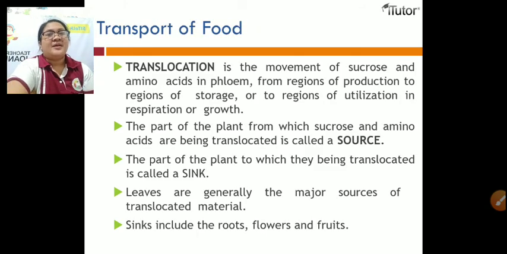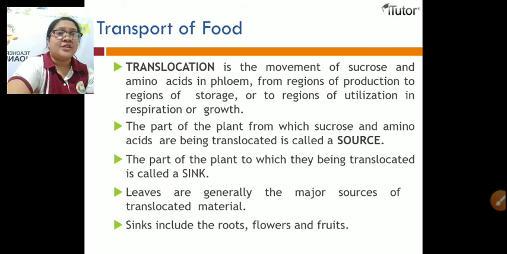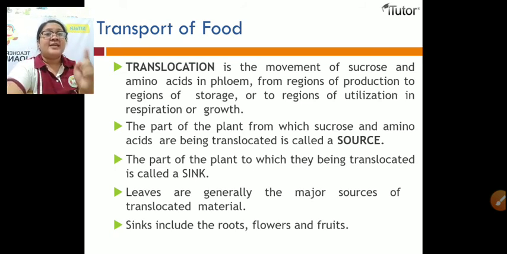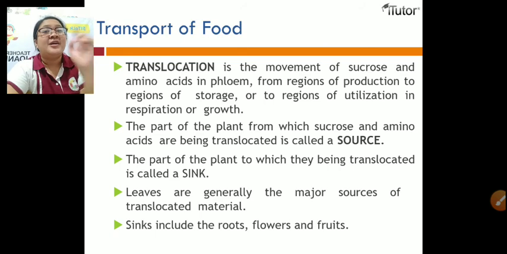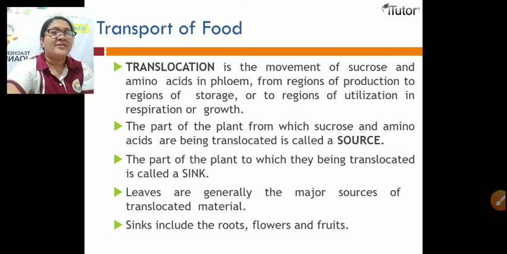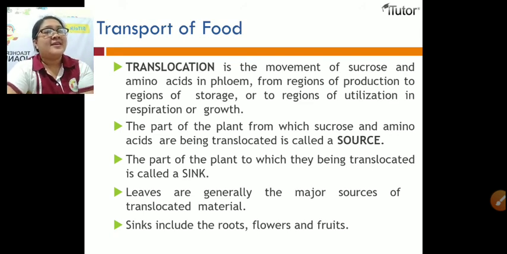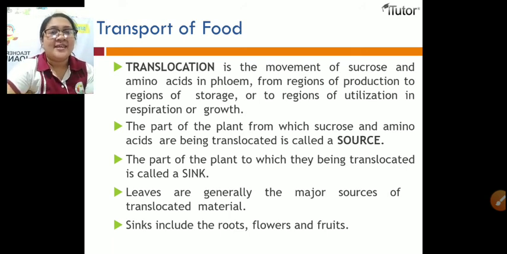Okay, let's move. We have here the transport of food. Translocation is the movement of sucrose and amino acids in phloem from regions of production to the regions of storage, or to the regions of utilization in respiration or growth. The part of the plant from which sucrose and amino acids are being translocated is called the source. The part of the plant to which they are being translocated is what we call the sink. Leaves are generally the major source of translocated materials, and sinks include the roots, flowers, and the fruits.